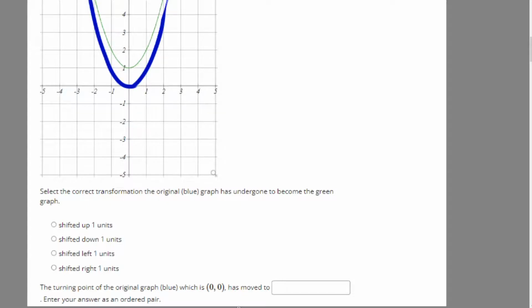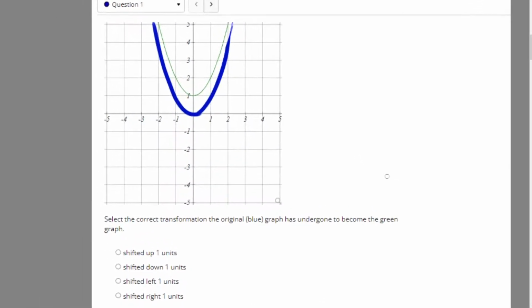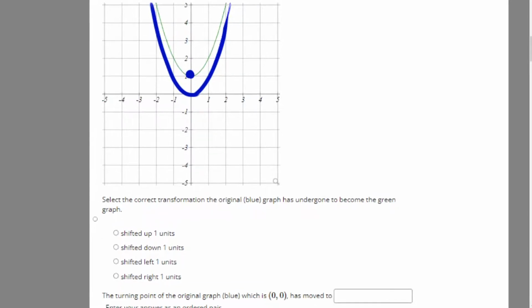Select the correct transformation the original blue graph has undergone to become the green graph. Sorry, that's weird wording, I think. So it looks like the green graph literally just moved up 1 unit. So that would be your answer.